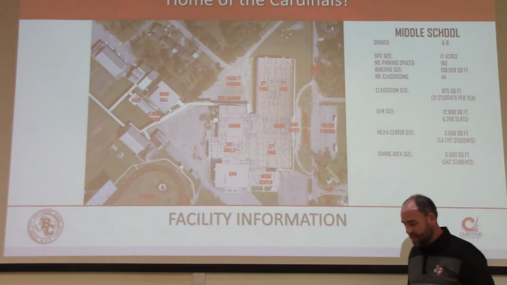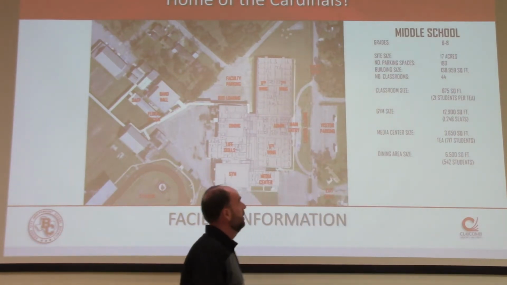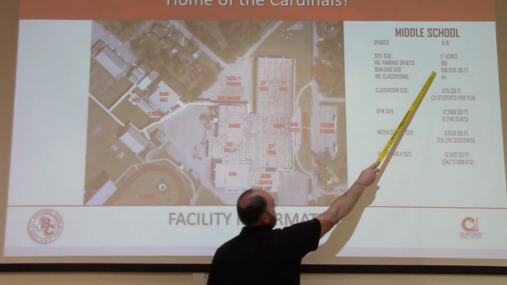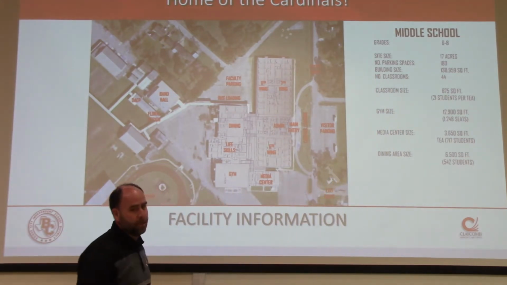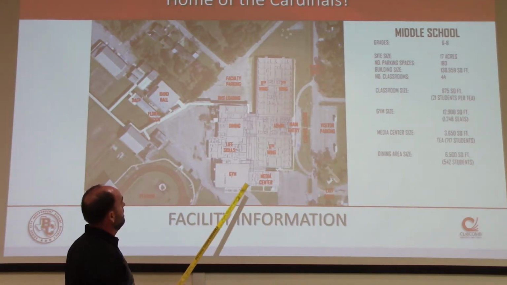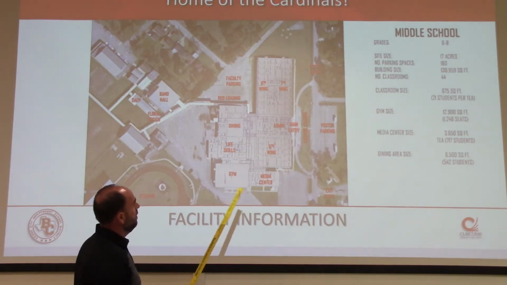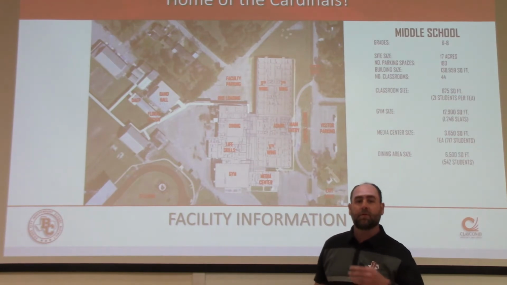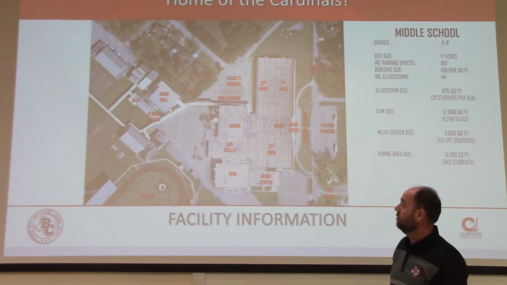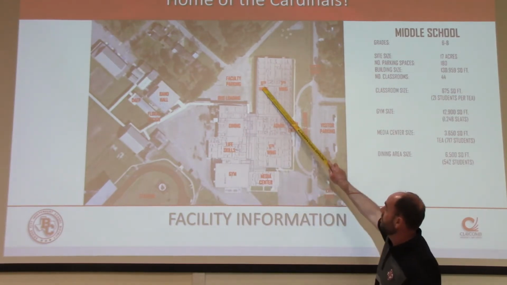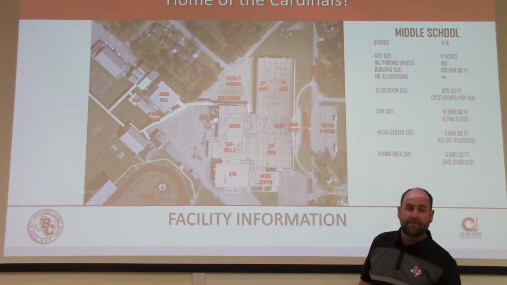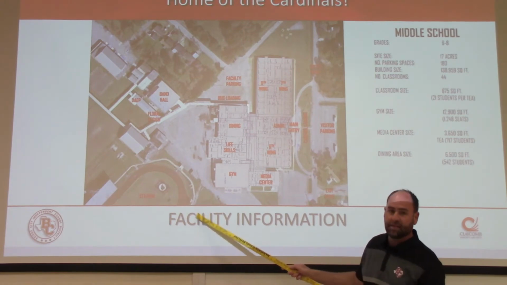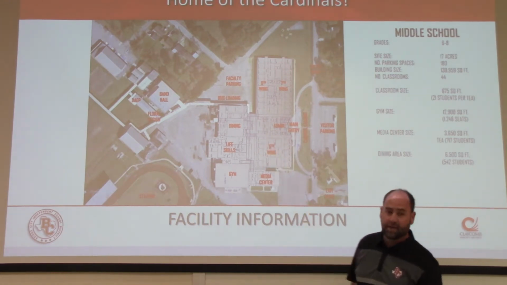On this slide, the main things I want to pay attention to, it says that the site size is 17 acres for the current middle school. That includes all of our extracurricular fields, tennis courts, baseball, softball. That includes all of that. So this right here sits on right at 5 acres. But the 17 encompasses a lot that is not on this slide. But this is 5 acres.